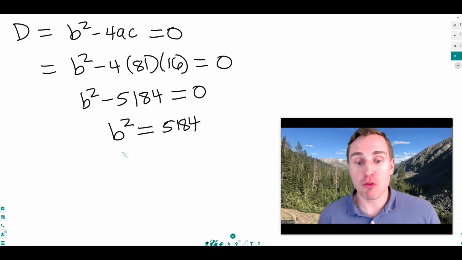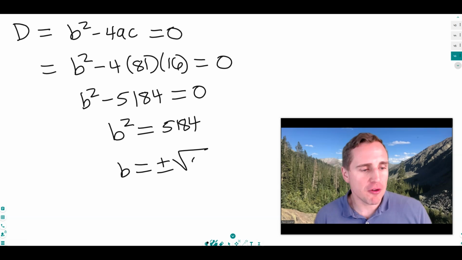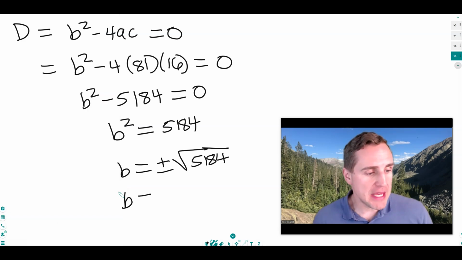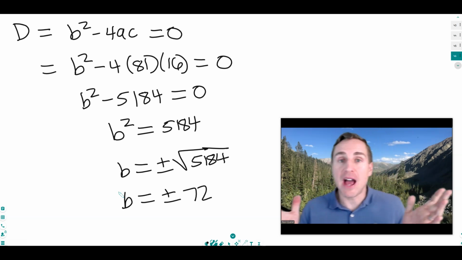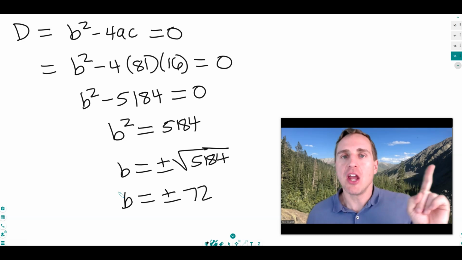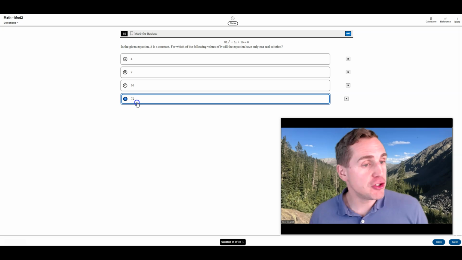So we should take the square root of this. Now keep in mind, b could be positive or negative. So we're going to go plus and minus the square root of 5,184. So let's do that in the calculator. Looks like we get 72. So b could equal plus or minus 72. Either is perfectly valid. Either will work, giving 1 real solution, in other words, 1 repeated solution, because the discriminant is 0. So 72 is indeed one of the answers. So I believe choice D is the correct answer.